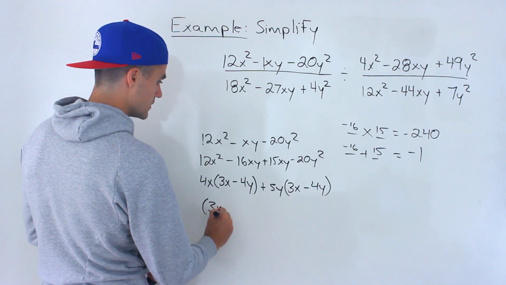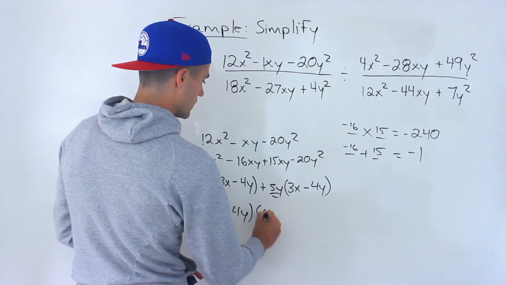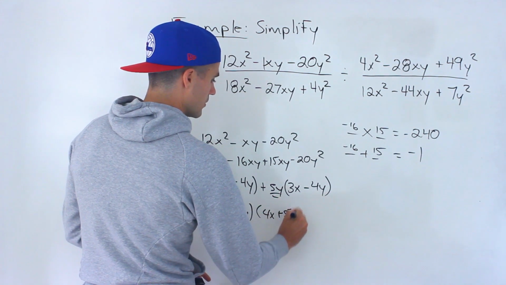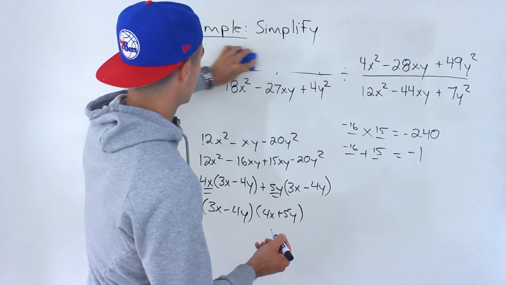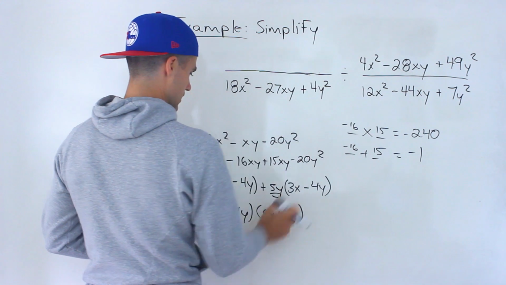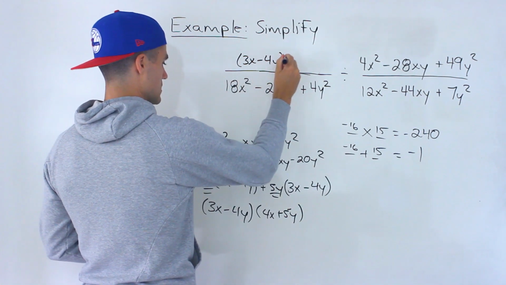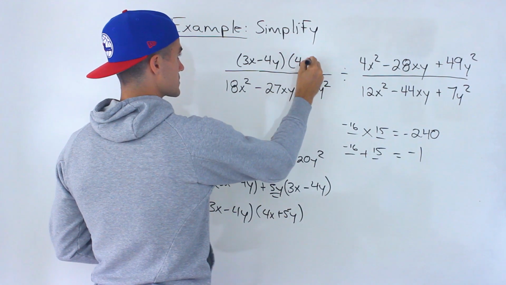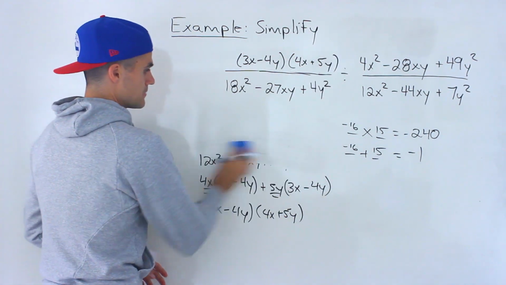We could take that out, and we'd be left with 4x plus 5y, like that. So this numerator here factors into these two terms: 3x minus 4y, 4x plus 5y, like that. And then we just keep it going.